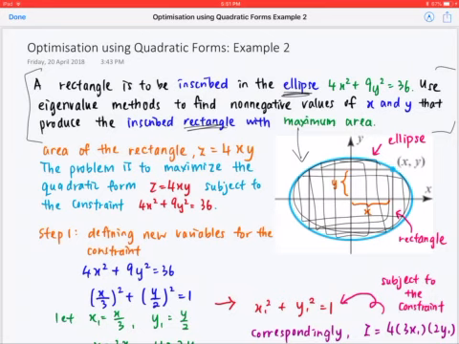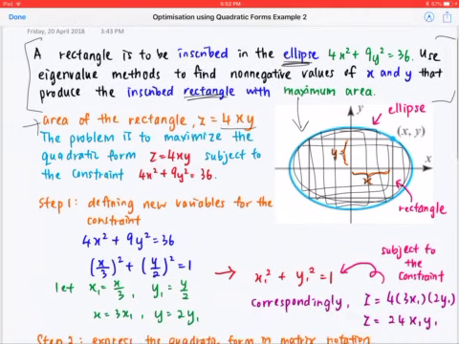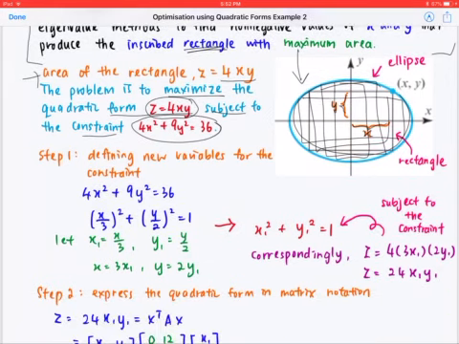We know that since the rectangle is inscribed in the symmetrical ellipse, the rectangle can be obtained if you know the x component here and the y value here. So define an equation for the area of the rectangle equal to 4xy, and the problem is to maximize the quadratic form z equals 4xy. Maximize means it is a kind of optimization because you want to find the maximum value. This will be the component for you to optimize, subject to the constraint of the ellipse 4x squared plus 9y squared equals 36.